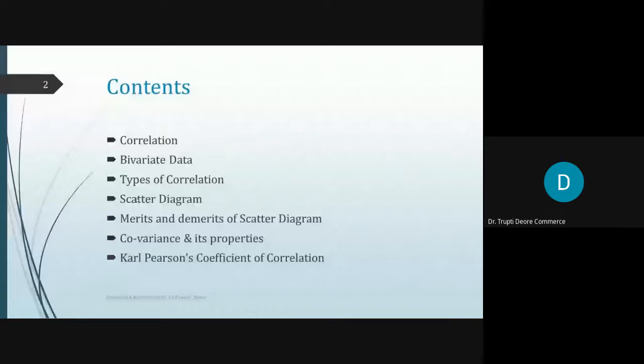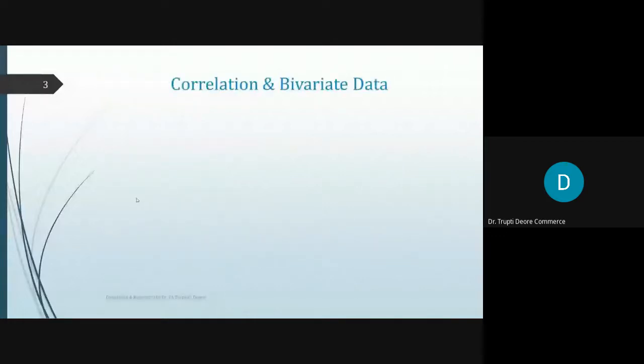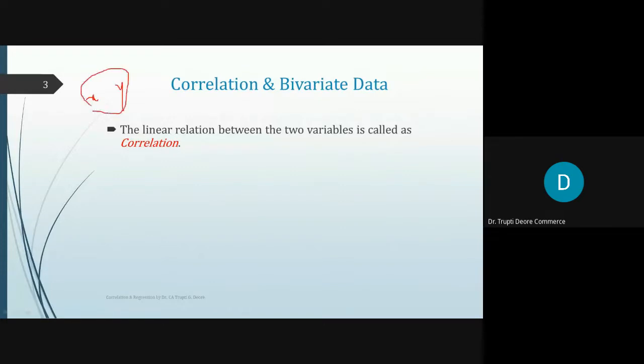First one, what do you mean by correlation and bivariate data? So correlation means the linear relation between the two variables is called correlation. When we saw the frequency chapter, we saw there are two variables, suppose x and y. They have a specific relation between these two variables. So the linear relationship between these two variables is called a correlation.